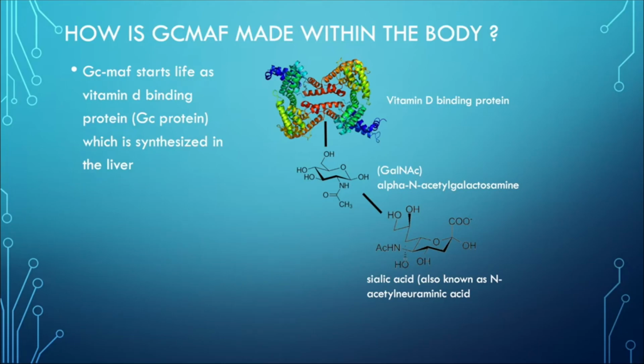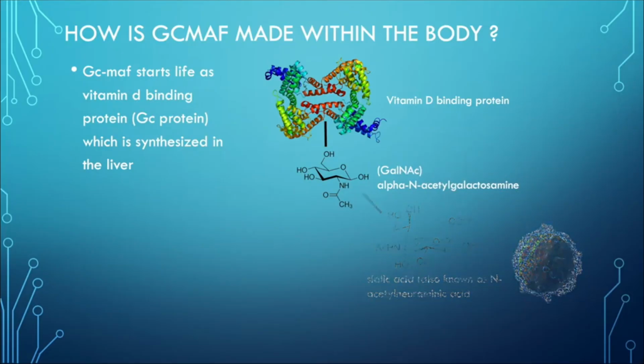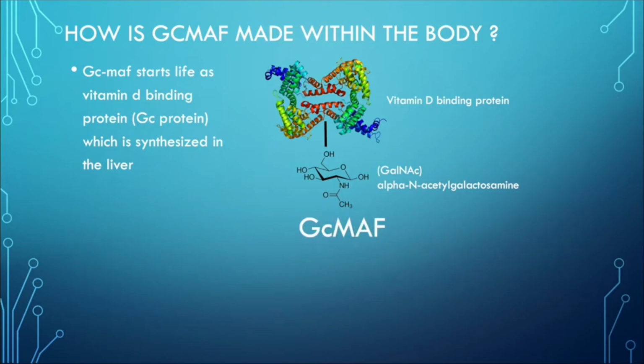The molecule will then come into contact with T cells, which are also known as T lymphocytes. Located in the outer membrane of T cells, there is an enzyme called sialidase, which removes the monosaccharide sialic acid from the molecule, which forms the structure GcMAF. This in turn also activates the T cell.